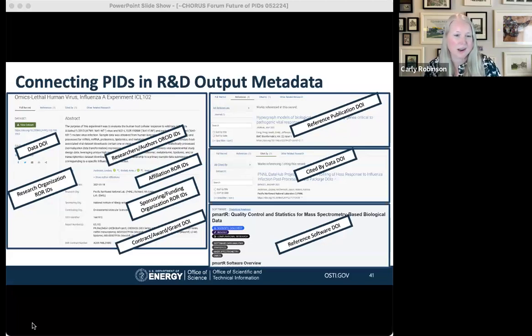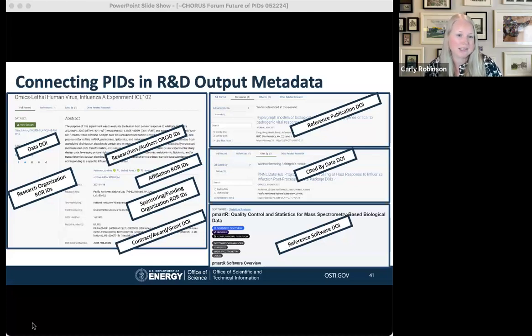So this is a data set record that came out of one of the DOE National Laboratories. We worked with the data repository to assign a DOI to that data set. The repository is really great about collecting ORCID IDs for all of their authors and the data creators, and they pass those ORCID IDs on to us so that we can put them in the DOI metadata. One of the things that we're working towards is including persistent identifiers for all of the organization metadata as well. So we'll be showing ROR IDs for author affiliations, research organizations, sponsoring and funding organizations.